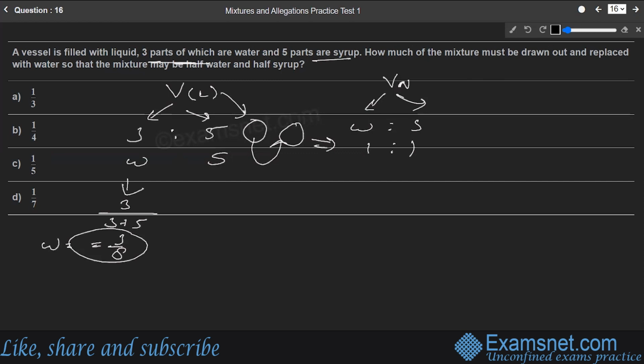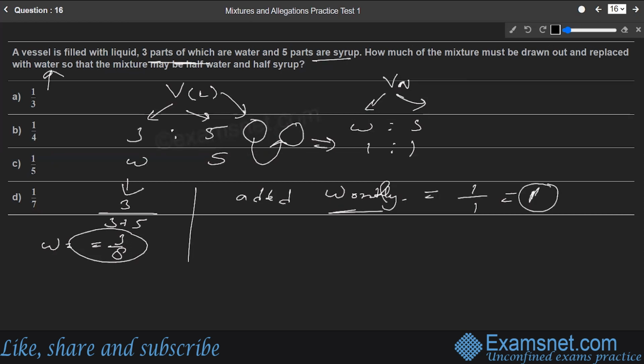Now similarly, water content in the liquid added. They are saying how much is to be drawn out and replaced with water. So whatever is to be added into this mixture is nothing but water only. Okay, pure water is being added. So how much part of water will be available in the water? That will be 1 out of 1. That is 100% water. So the part that has to be added has water part 1 only.